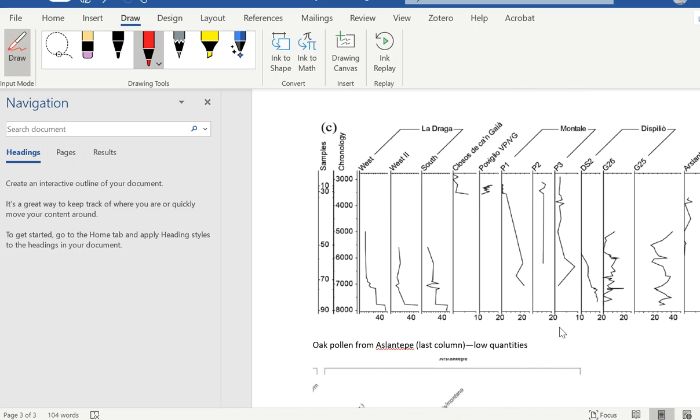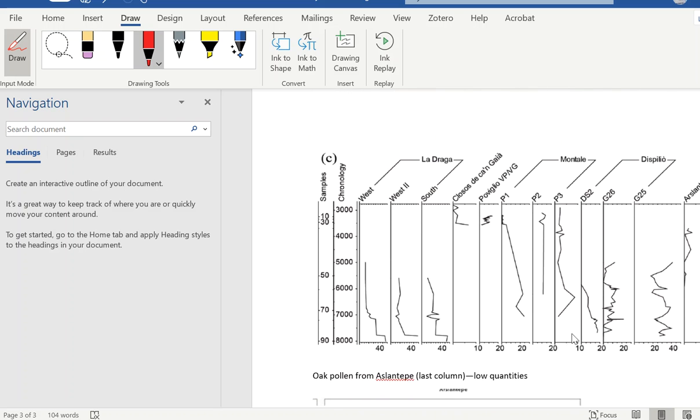Okay, and then the last one I want to show you here is about charcoal. So this is oak pollen, and this is, sorry, it's just barely off your screen. Aslantepe, which is in Turkey. What they're pulling here in this chart is something we've already looked at for La Draga with the oak pollen, and you can see they're cutting their trees down. Now, Aslantepe is a slightly later site.